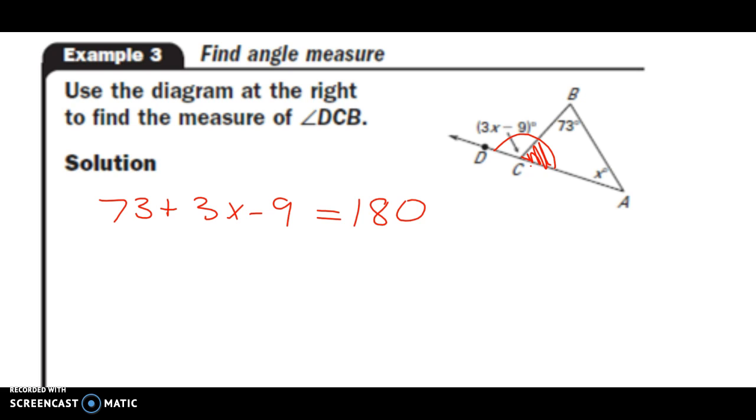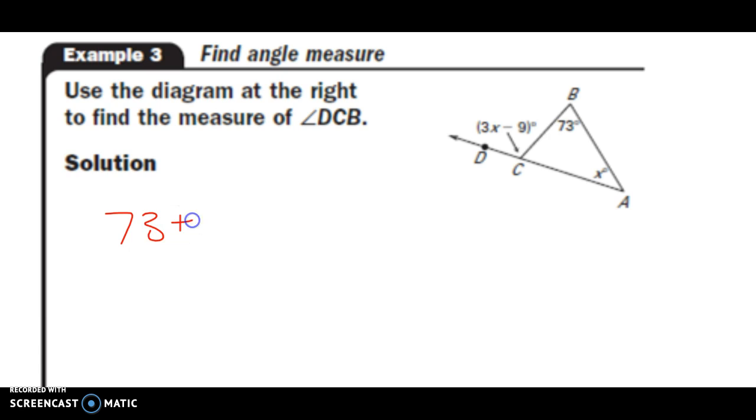I meant to put 73 plus x plus 3x. That's what I saw, 73, on somebody's paper. 73 plus x equals 3x minus 9. This is correct. So I did 3x minus 9 equals 73 plus x.